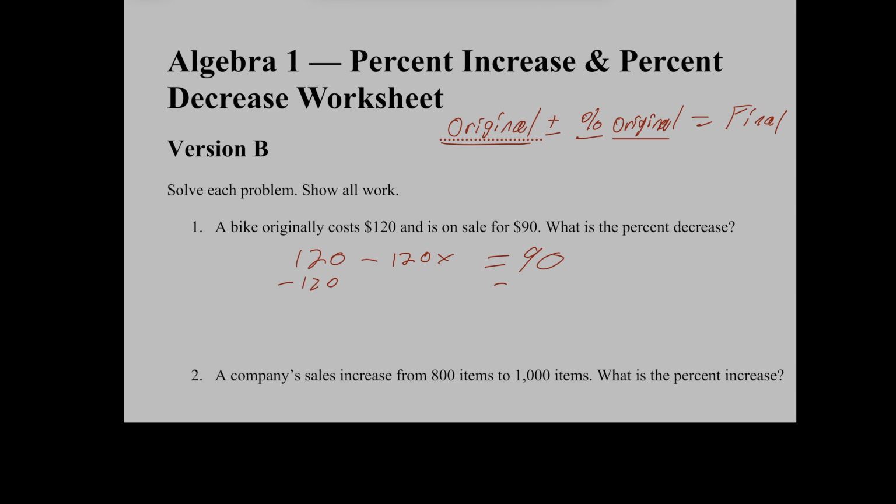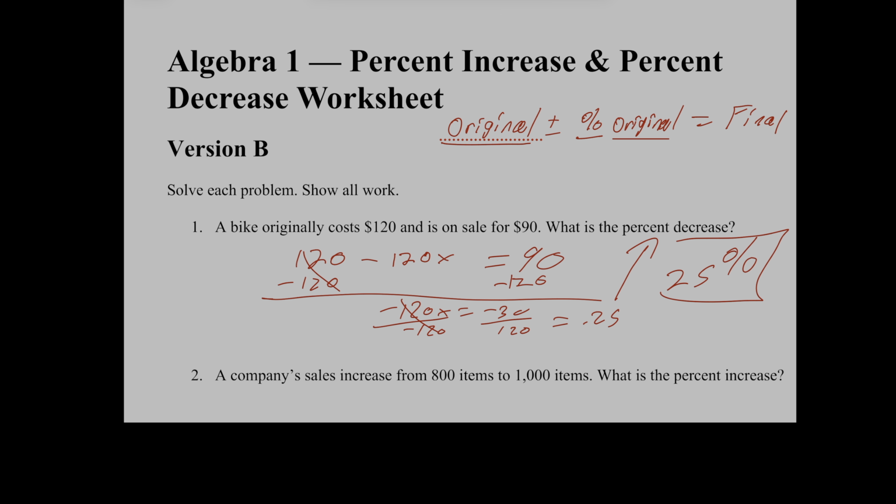Now I'm just going to solve this like a two-step problem. Negative 120x equals negative 30. Divide everybody by negative 120. And if you notice, our negatives will all cancel out. And if I just go 30 divided by 120, as you all know, that's going to be 1/4 or a quarter or 0.25. But if I want to express it as a percentage, I have to express it like that. And it would be a 25% decrease.